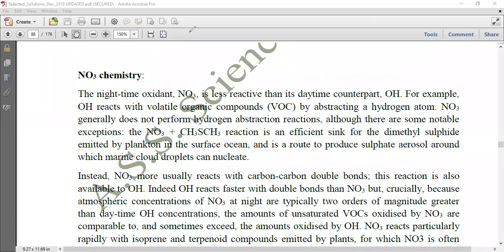Is it clear to everyone? It is a literature based question. Is it clear to everyone? Clear to all the participants? Anyone having any doubt in this? Okay. Right. Let's move to the next question.